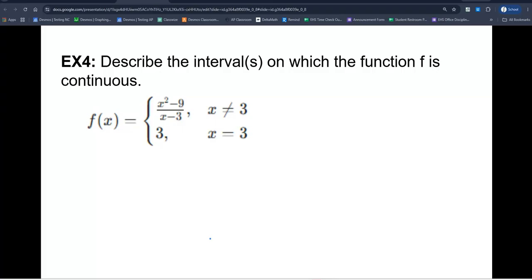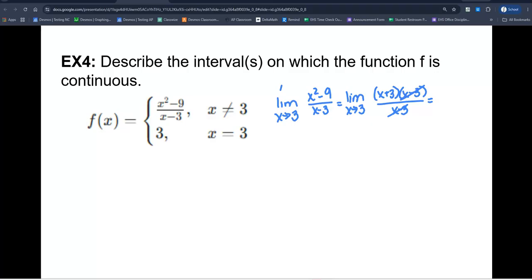Okay, this one asks us to describe the intervals on which the function is continuous. So, if I want to know where this function is continuous, I need to know what is happening right here with my x squared minus 9 over x minus 3. I definitely have a discontinuity at 3 in this part, and I need to see if it's fixed by this part. So, I'm going to do the limit as x approaches 3 of x squared minus 9 over x minus 3. And when I do that, what do I have to do? Factor it, x plus 3, x minus 3, x minus 3 here. I'm going to cancel.